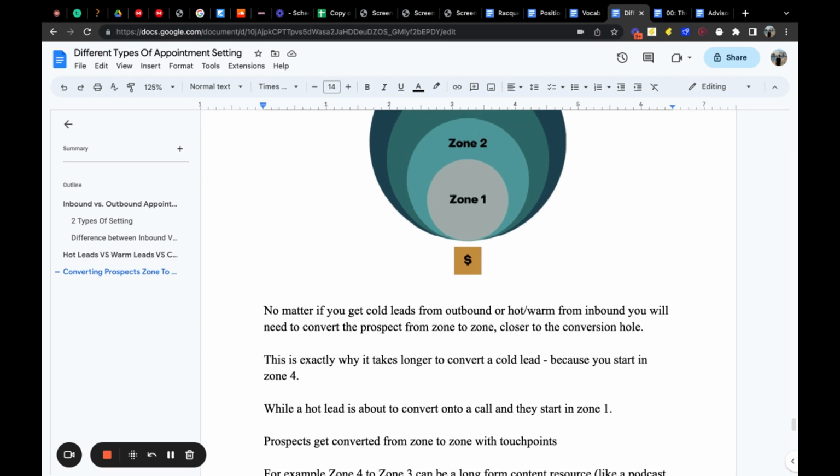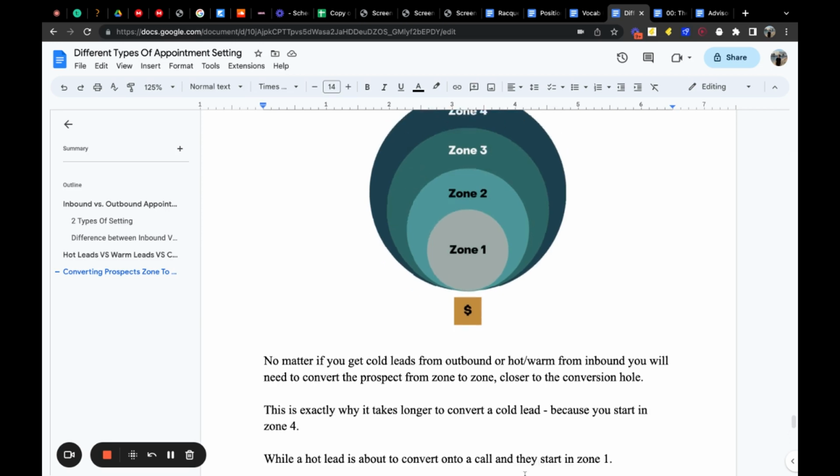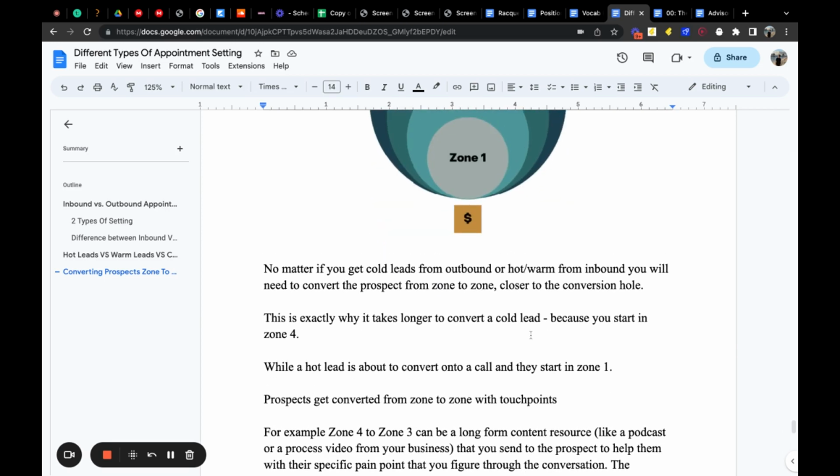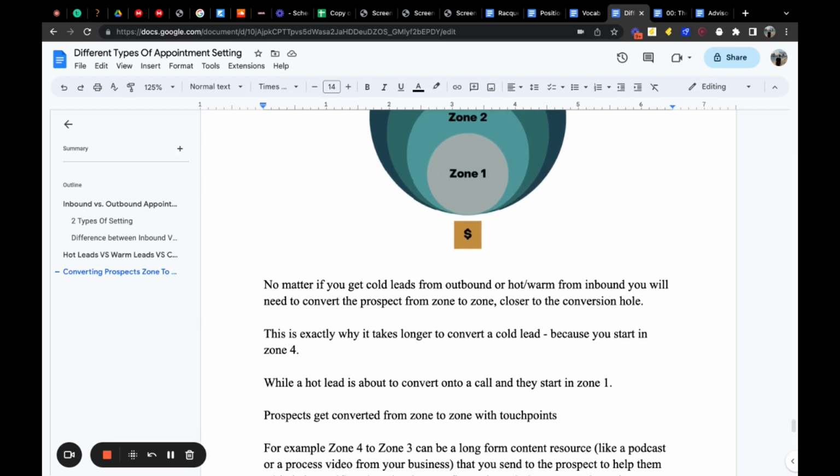So converting prospects zone to zone, no matter if you get cold leads from outbound or hot or warm leads from inbound, you will need to convert the prospect from zone to zone closer to the conversion hole. This is exactly why it takes longer to convert a cold lead, because you start in zone 4 out here, while a hot lead is about to convert onto a call and starts in zone 1 right here, literally right before getting onto a sales call.